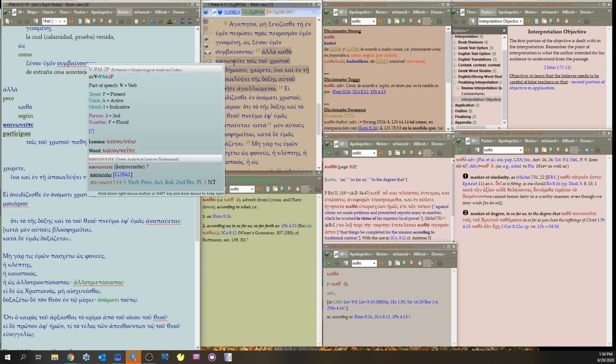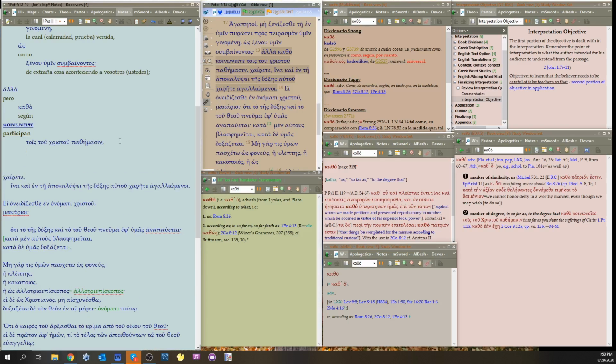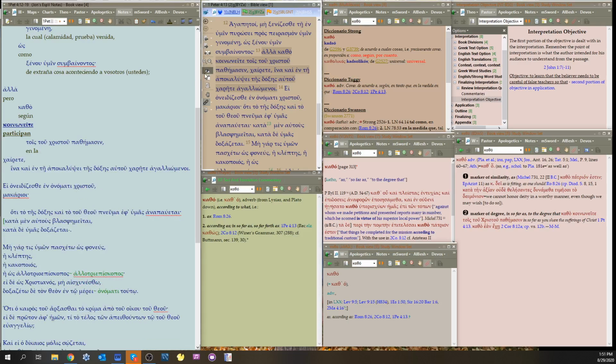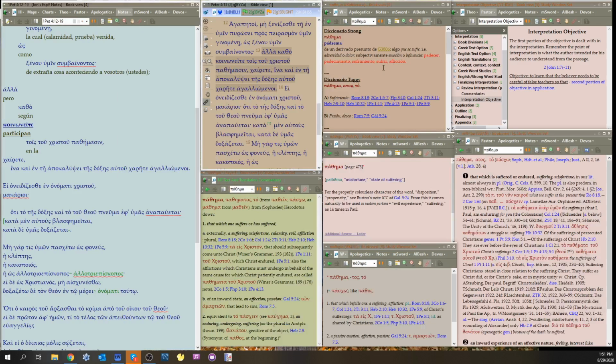Okay, and then we have it here, and I'm going to write it in Spanish, but that's because I'm going through and working on a message in Spanish. And then let's go here and look this up. Suffering. Or down here you can see these other windows.